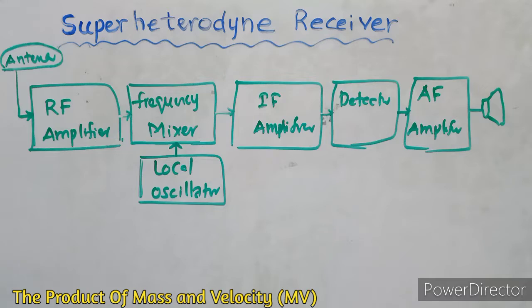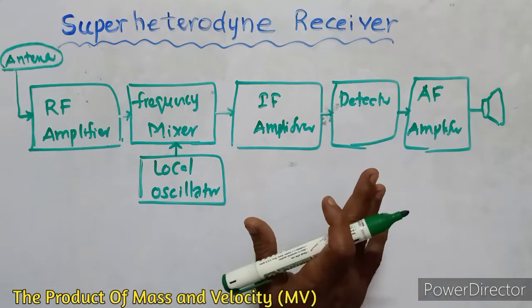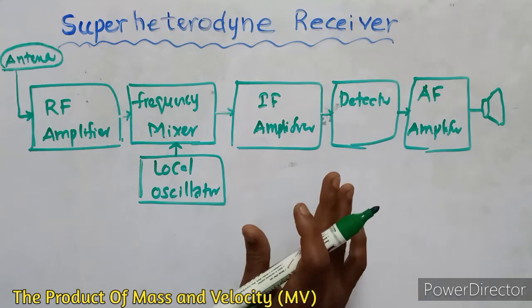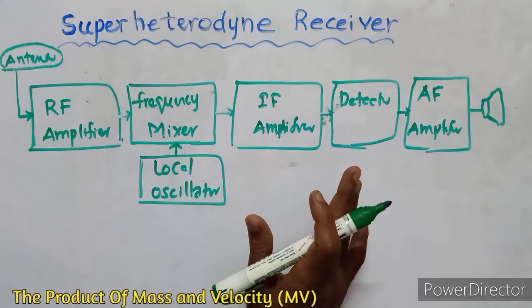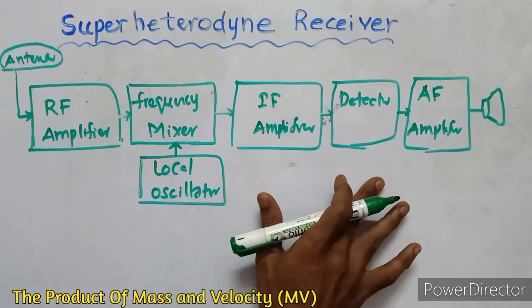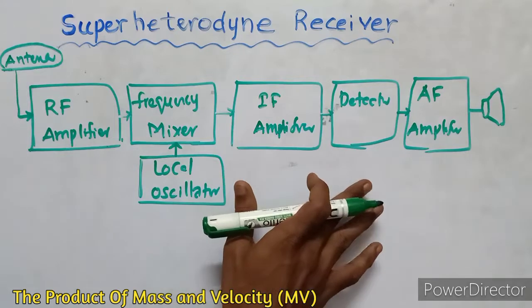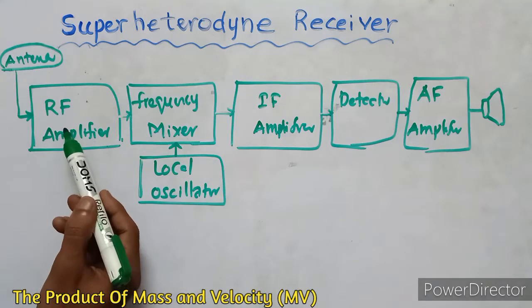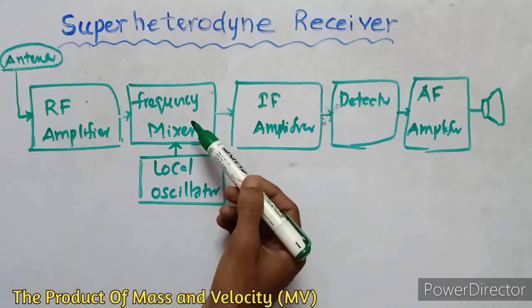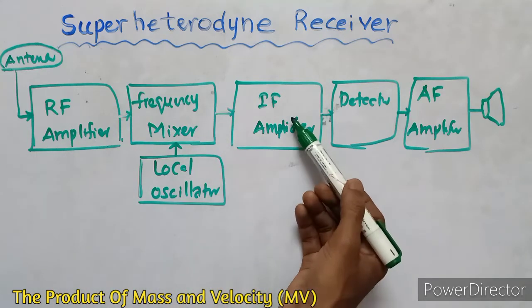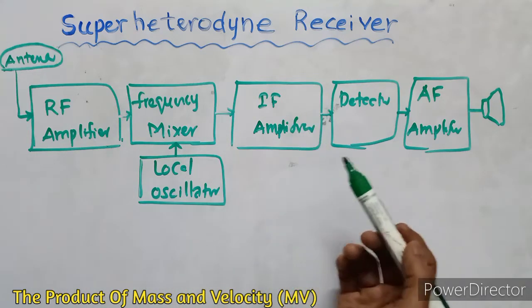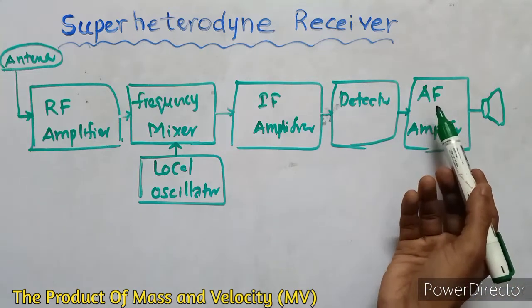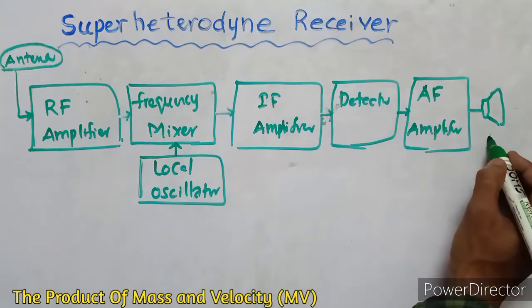First of all, the block diagram of the superheterodyne receiver. The block diagram of the superheterodyne receiver is this. In the superheterodyne receiver, there are the antenna block, radio frequency amplifier, frequency mixer, intermediate frequency amplifier, detector, audio frequency amplifier, and loudspeaker.